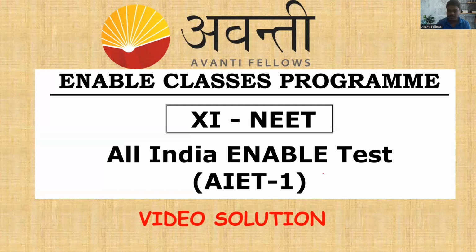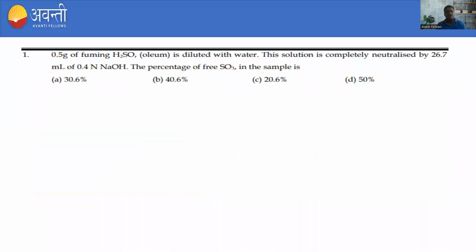चलो. So the first question is that 0.5 gram of fuming H2SO4, that is oleum, right? They are talking about the oleum, not H2SO4, that is SO3. Oleum is diluted with water. Now this solution is completely neutralized by 26.7 ml of 0.4 normality NaOH. Now in this question they are asking: calculate the percentage of free SO3 in the sample.